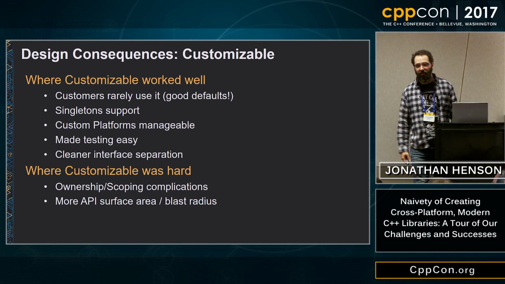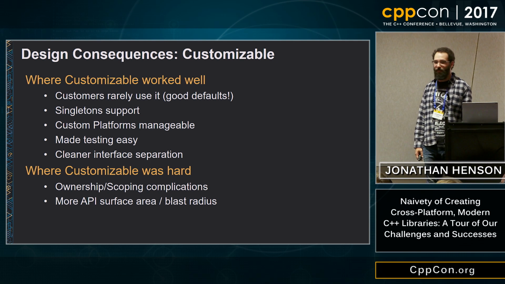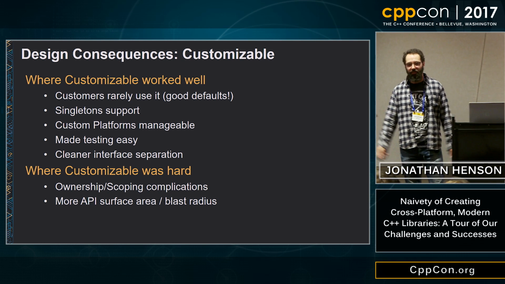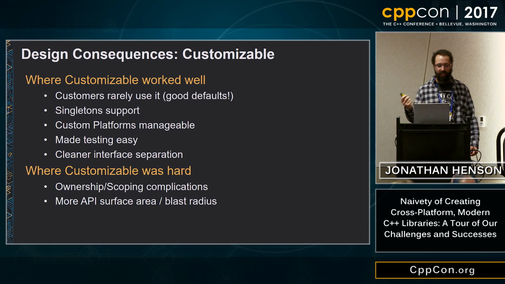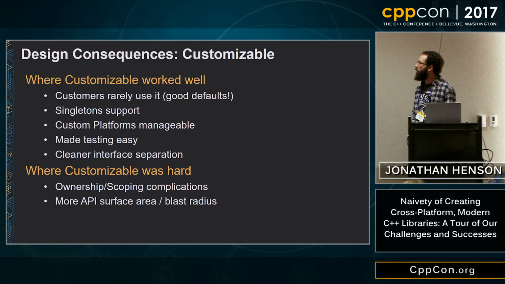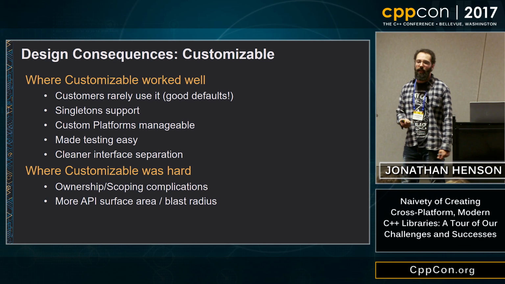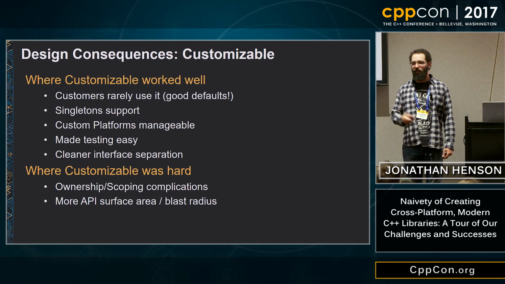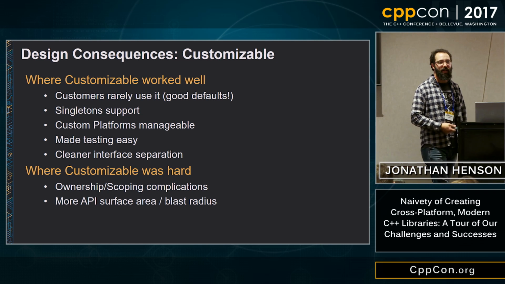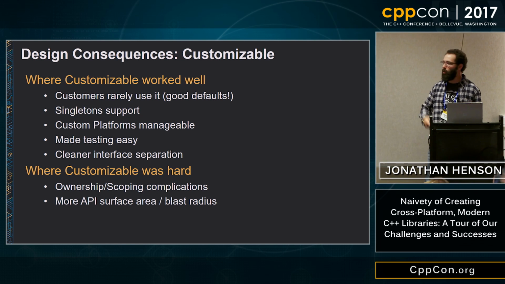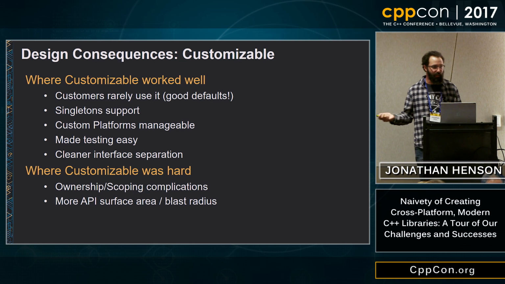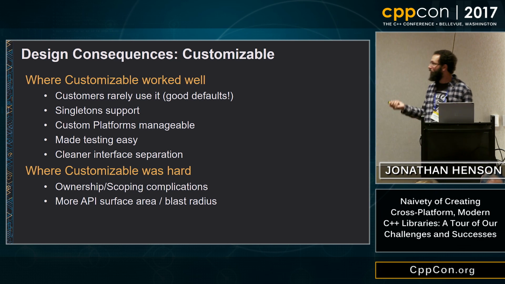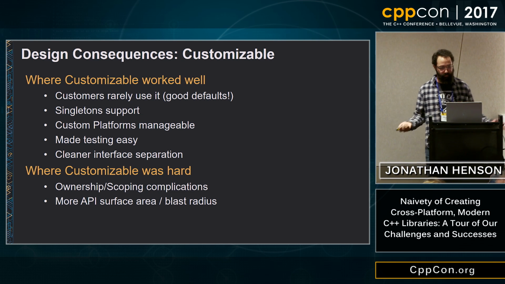So where this worked out well, customers rarely ever used it, which means, I think, the defaults were good defaults. Singleton support, and this one's kind of weird, but suppose you're in a constrained threading environment and you don't want 10 threads across multiple clients running. You're in a video game engine and you have 2 threads available for I/O, and that's all that should ever be used. This allows you to pass the same thread executor to all of your clients and be done with it.